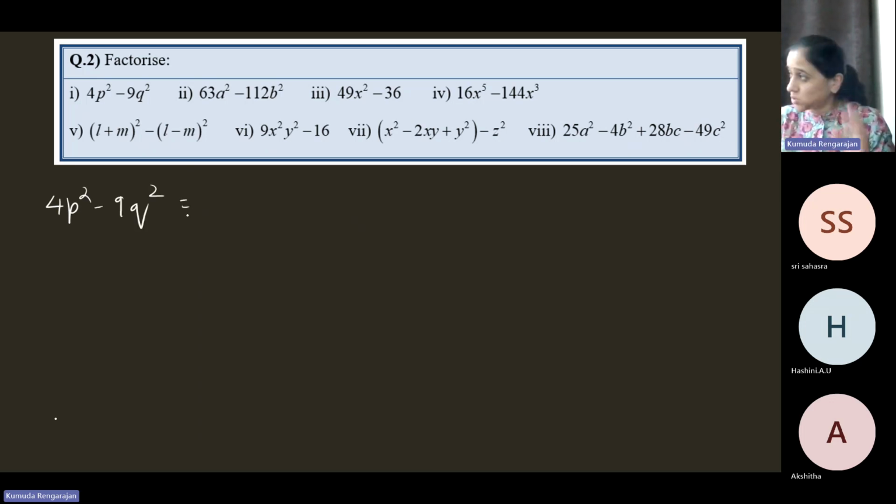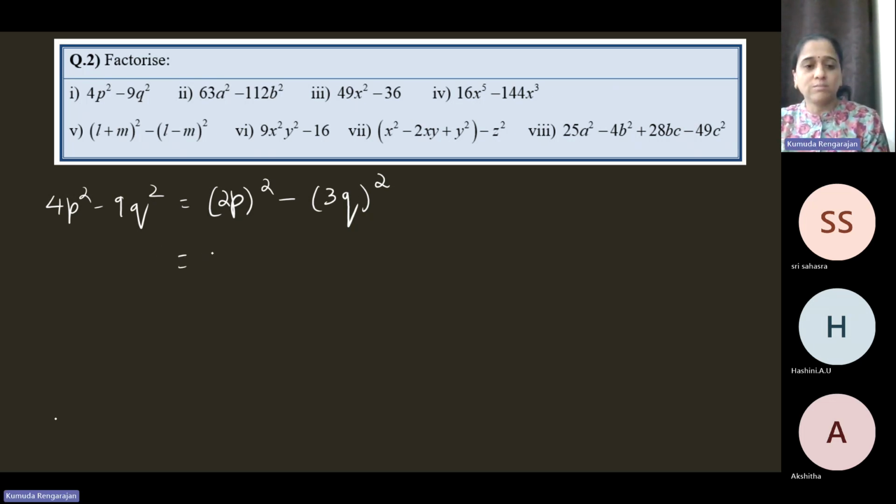So what about 4p squared minus 9q squared? You need to first show that it's of the form A the whole squared minus B the whole squared. So it's going to be 2p and 3q: 2p the whole squared minus 3q the whole squared. So this is A plus B, 2p plus 3q, into A minus B, 2p minus 3q. Correct?